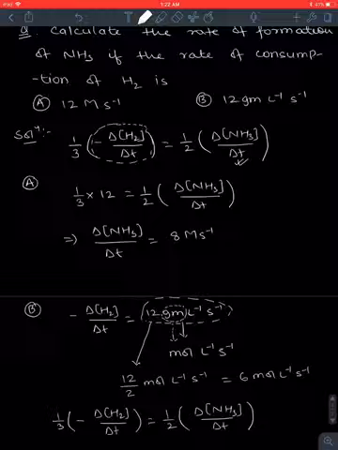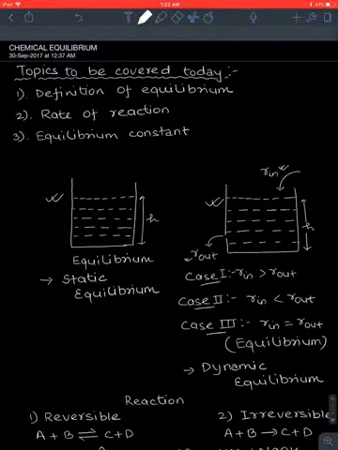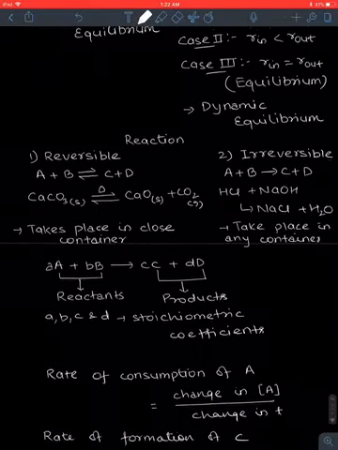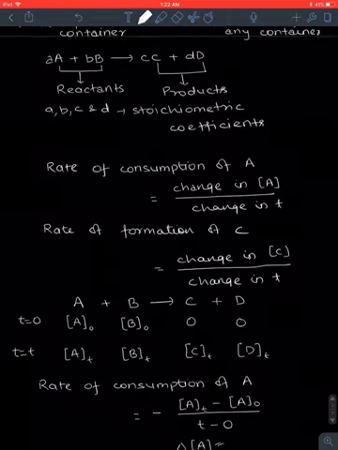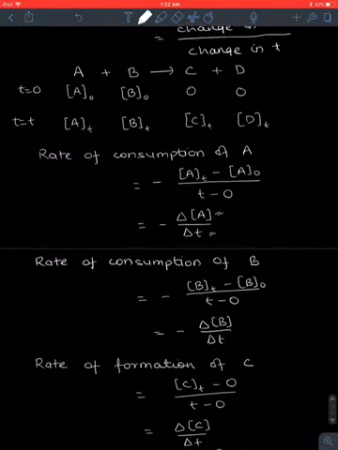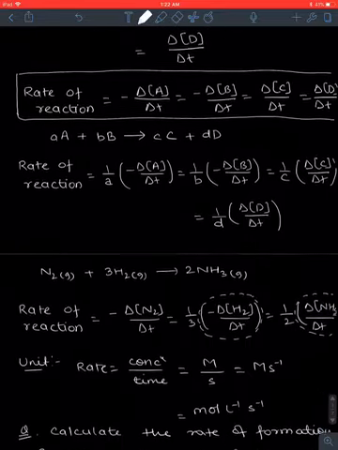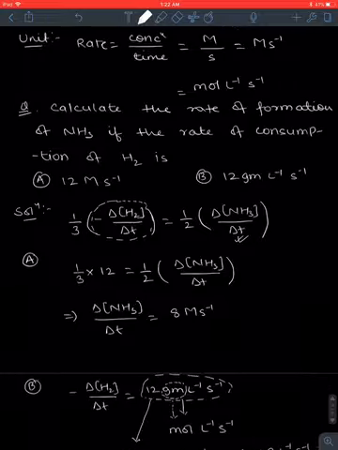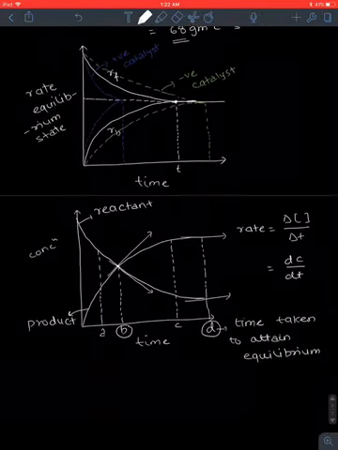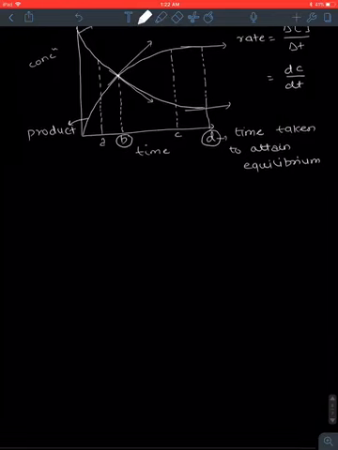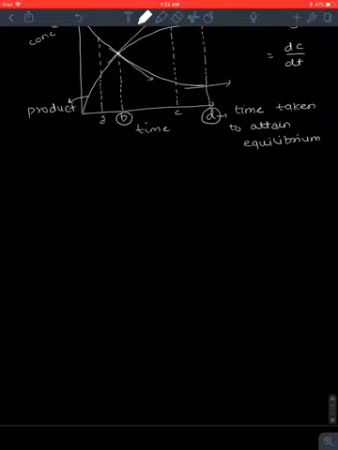So till now what we have discussed is the meaning of equilibrium. Then we tried to understand what is reversible reaction and what is irreversible reaction. After that we tried to find the rate of reaction. What will be the rate of reaction if stoichiometric coefficient is 1, and what will be the rate of reaction if we are having different stoichiometric coefficients? We have solved one question on rate of reaction, and we have seen two graphs. One was rate versus time graph, second was between concentration and time graph, and till now we have had a basic idea of what actually equilibrium is.